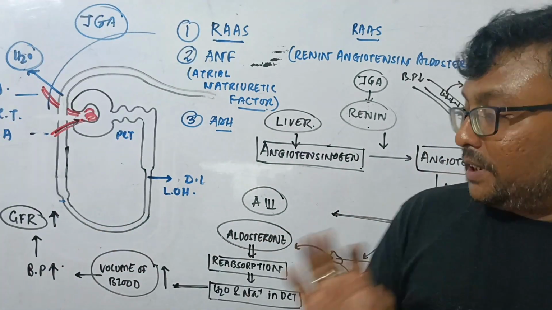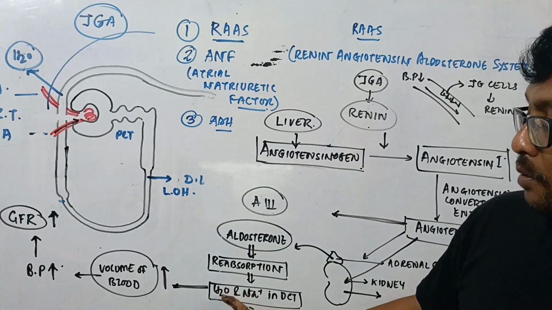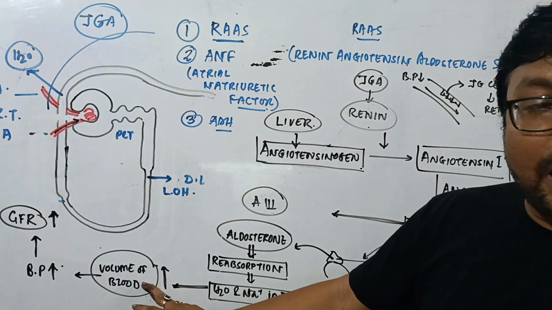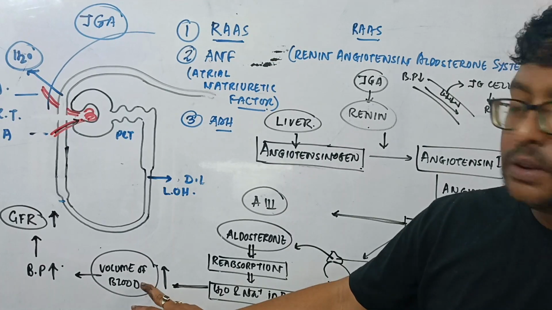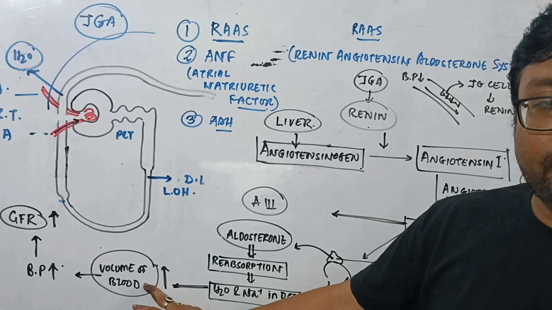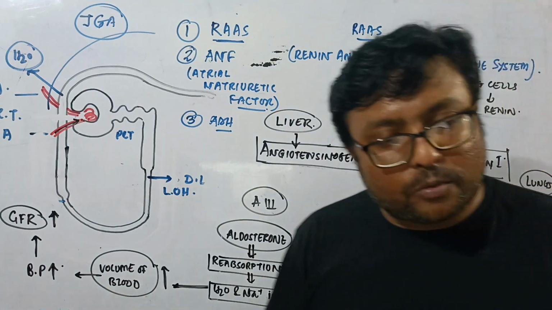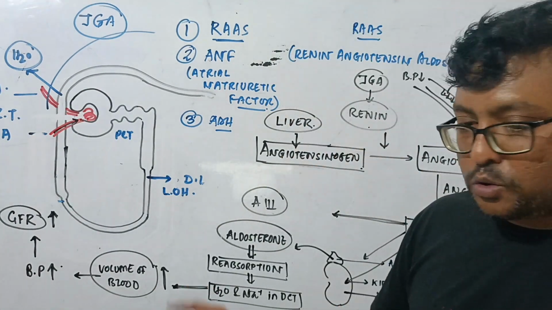What is the function of ADH? ADH helps in reabsorption of water. So when reabsorption of water occurs, what will happen? Tell me. The volume of blood is going to increase. Will the volume be decreased? How would it be decreased? It is increased, as shown over here.